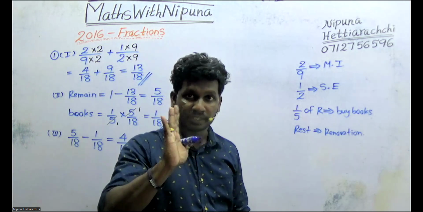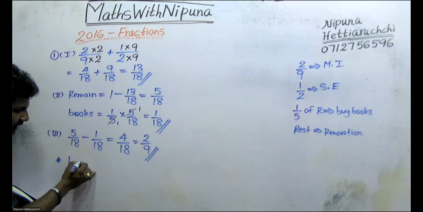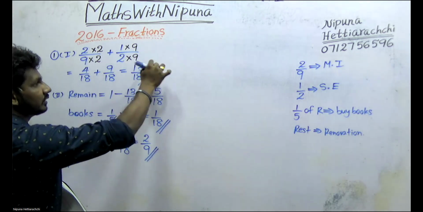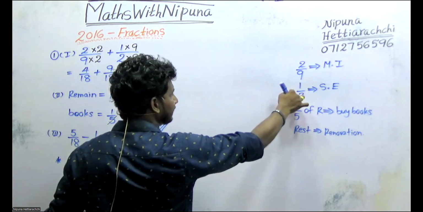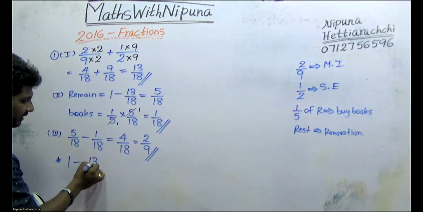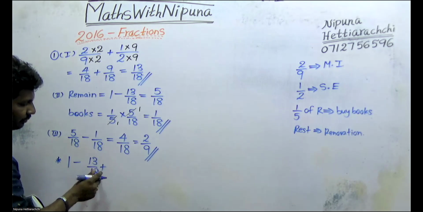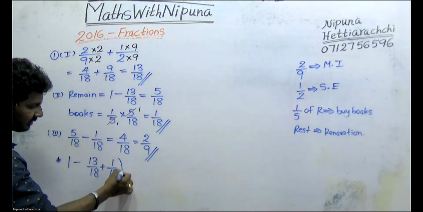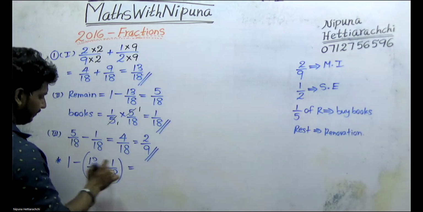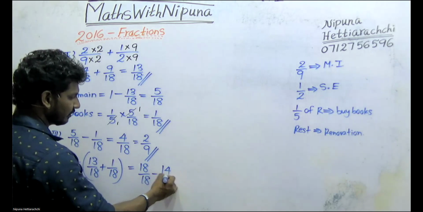2 out of 9. You can calculate that answer in another method. What is the other method? From the total, always the total is completely 1. I will remove the portions allocated to buy musical instruments, sports equipment, and books. I will add them together and subtract from the complete one. Here 1 means 18 out of 18. This summation becomes 14 out of 18.